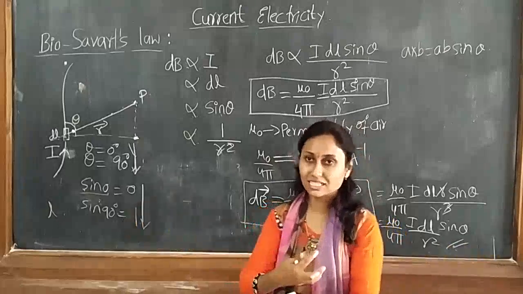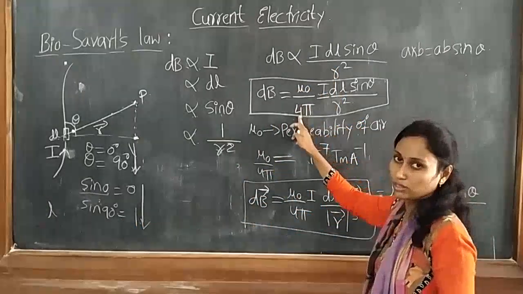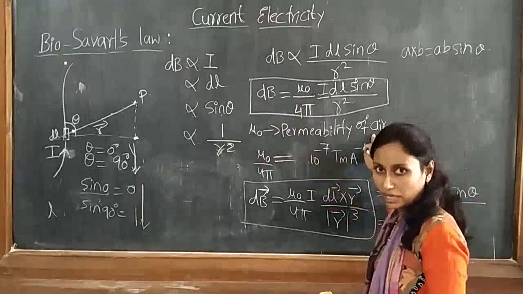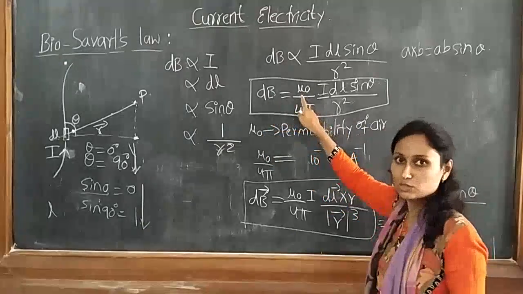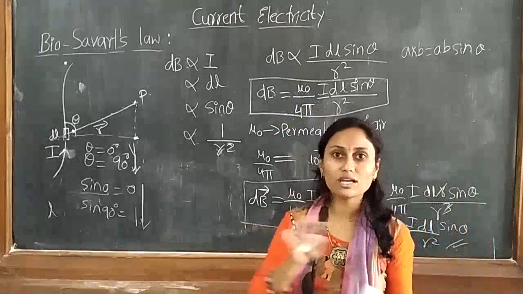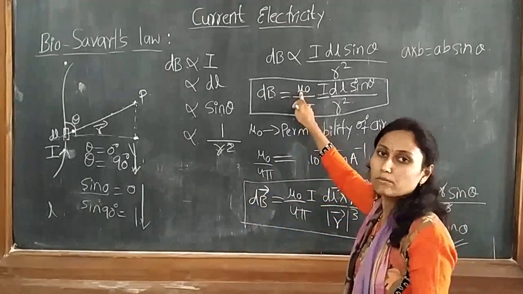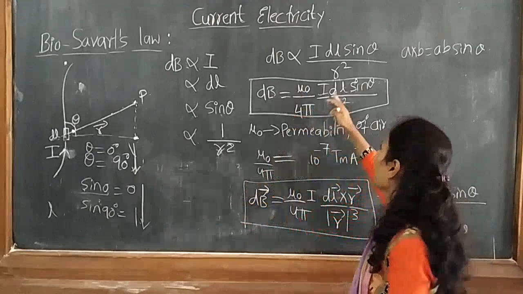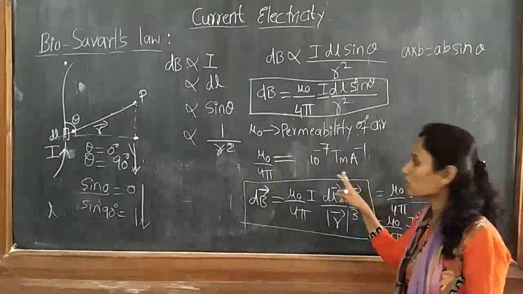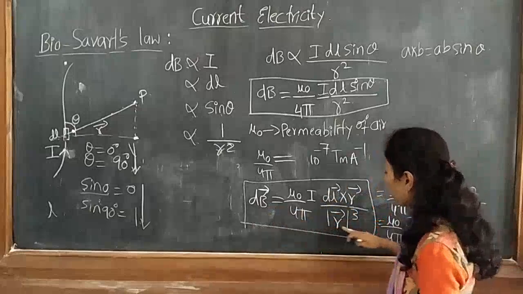When we join all these things, we get the equation. To replace the proportionality, we have a proportionality constant, mu naught by 4 pi, where mu naught is nothing but the permeability of free space. So B depends on this also, because it decides whether the magnetic field should be allowed in the space or not. That's why this is the characteristic of space, which allows the magnetic field to spread in all the area. And 4 pi is a numerical quantity, and we got the value mu naught by 4 pi equal to 10 raised to minus 7 Tesla meter per ampere.